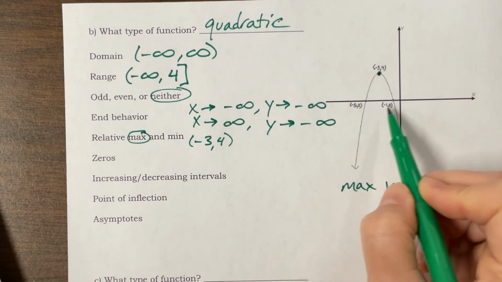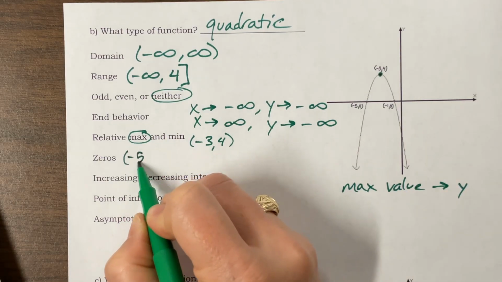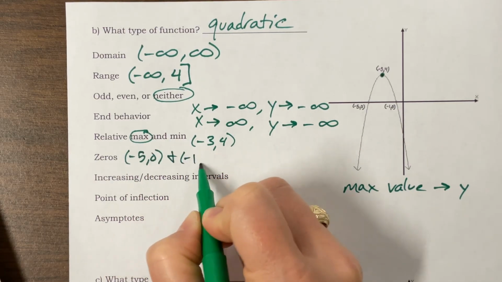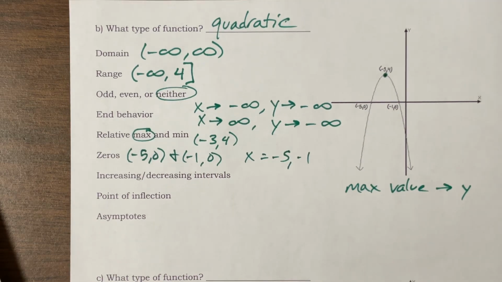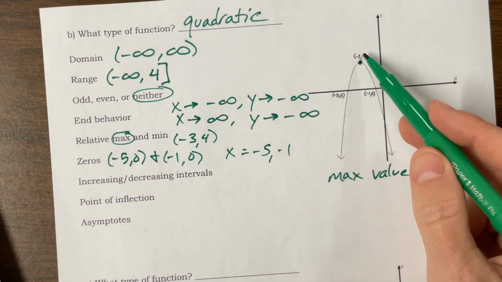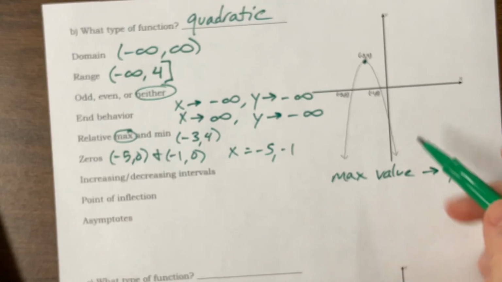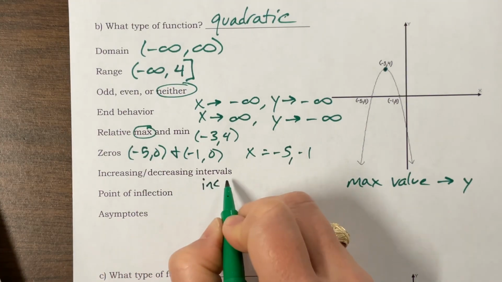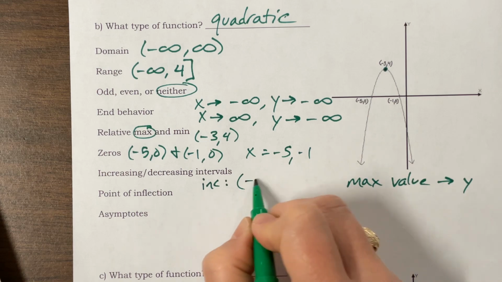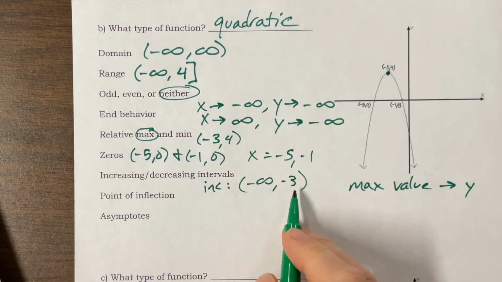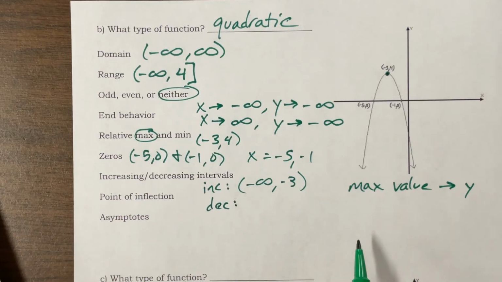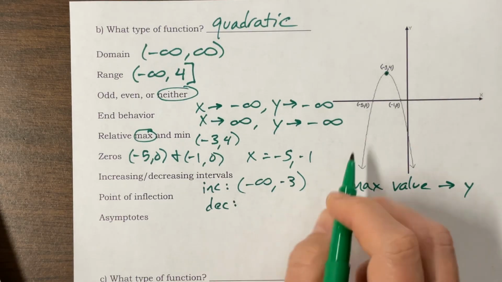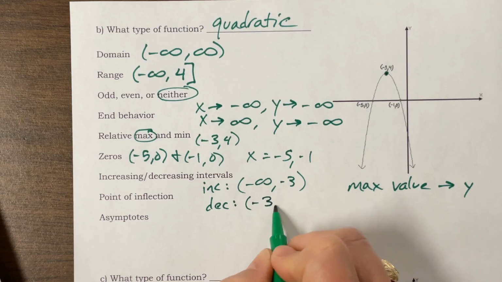Zeros: oh, I see negative 5 and negative 1. You could say x equals negative 5 or negative 1. Increasing or decreasing? It's increasing, and then it's decreasing. So it's increasing on the interval negative infinity to negative 3. We want to use that x value. And it's decreasing on the interval negative 3 to infinity.